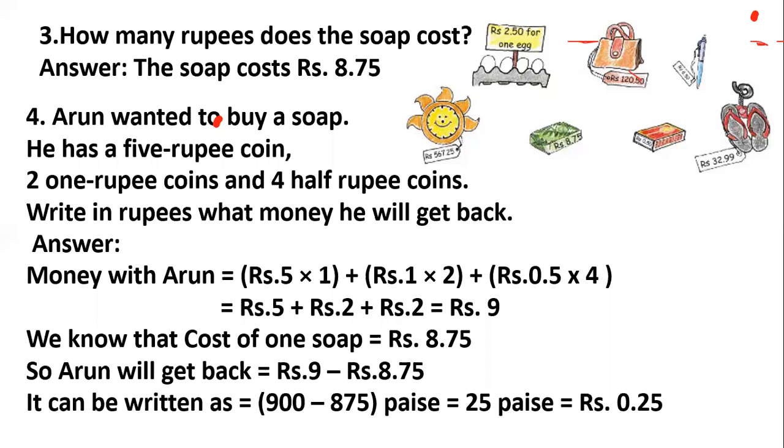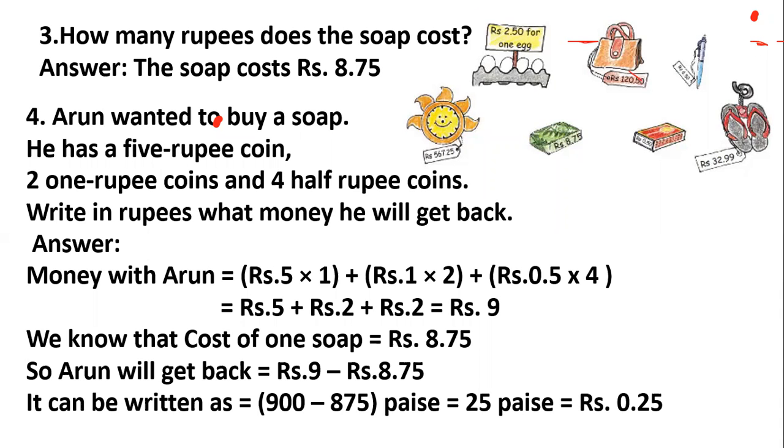Okay, 2 1 rupee coins. 2 1 rupee coins means what is the cost? 1 rupee and 1 rupee, 2 rupees. 4 50 paise coins. 50 paise into 4, that is 200 paise. 200 paise means 2 rupees. So total money is 9 rupees. Total 9 rupees she is having.